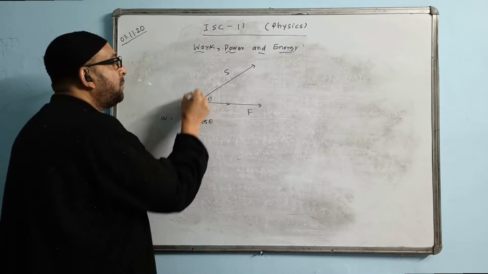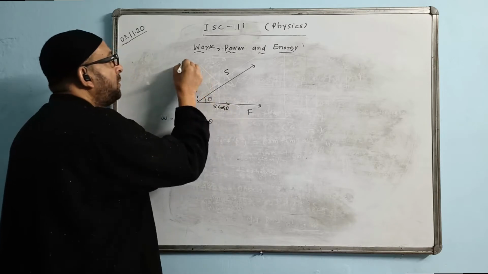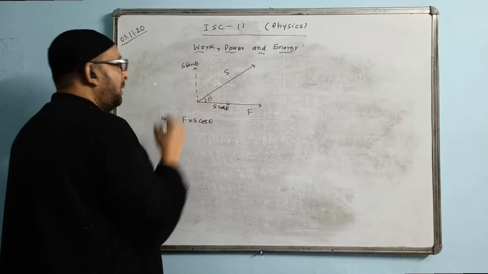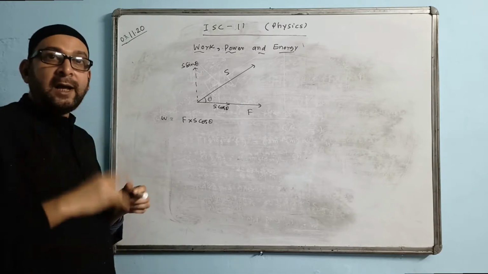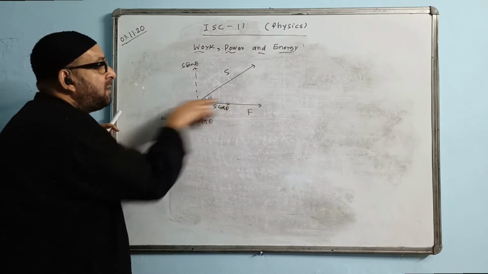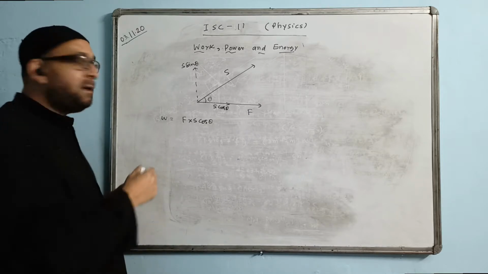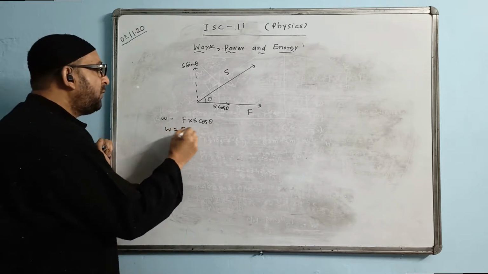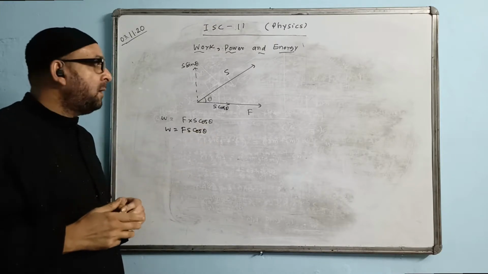One component here, one component here. The component of this will come S cos theta. The value of this component will come S sin theta. As per the definition of work, we have to take the force and the displacement in the direction of force. Force is acting like this, and what is the displacement in the direction? S cos theta. So write S cos theta. So finally, the formula becomes W is equal to Fs cos theta. So as simple as that.